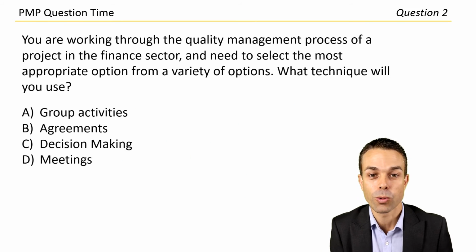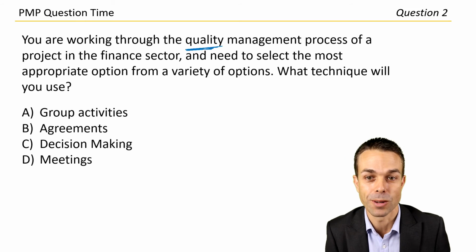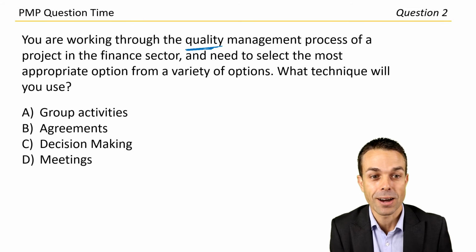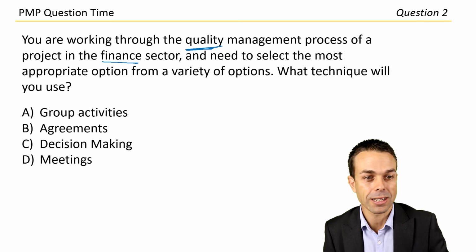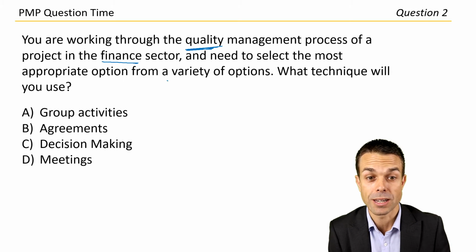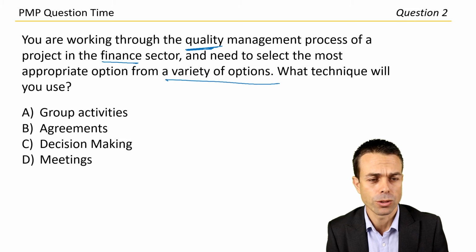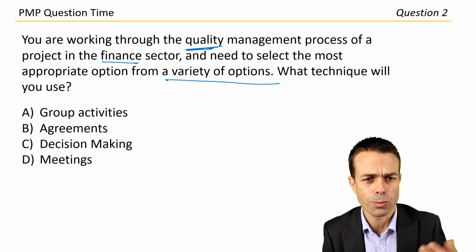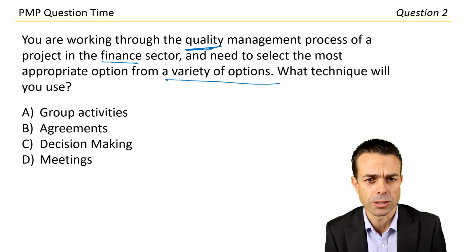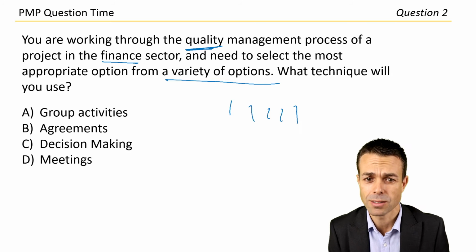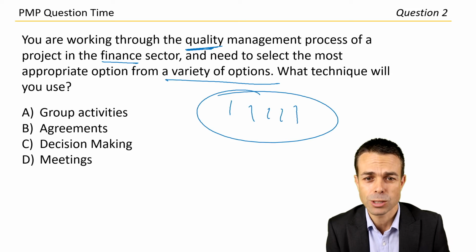You're working through the quality management process. Okay, so a few quality questions perhaps in this one of a project in the finance sector, and we need to select the most appropriate option from a variety of options. What technique will you use? We need to select the most appropriate option from a variety of options. Okay, so we've got a few options. We've brainstormed those options, I suppose.